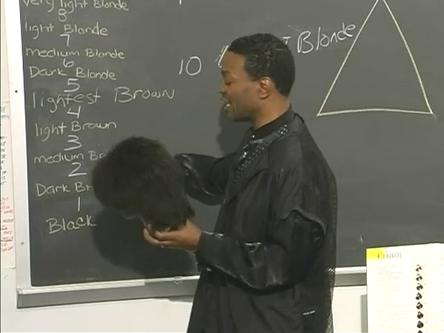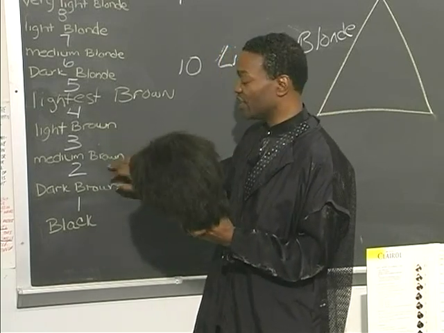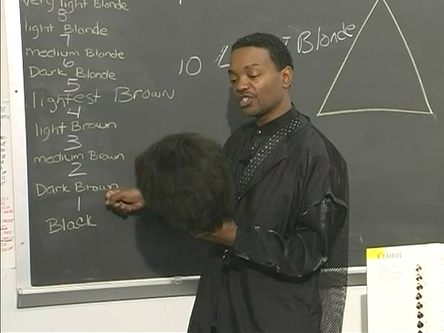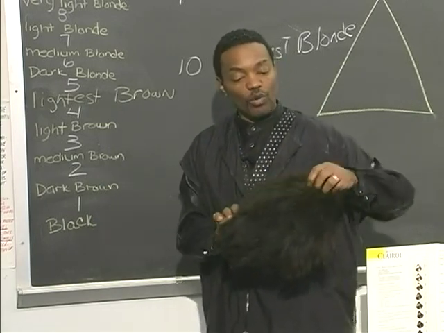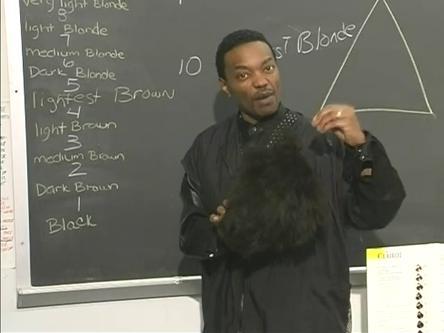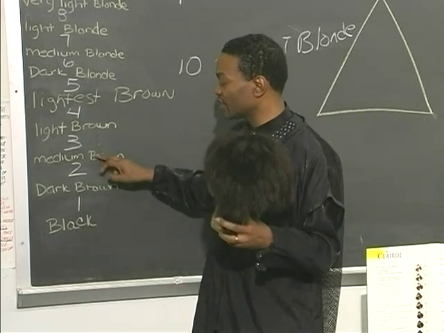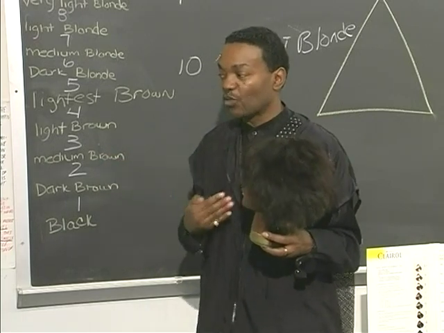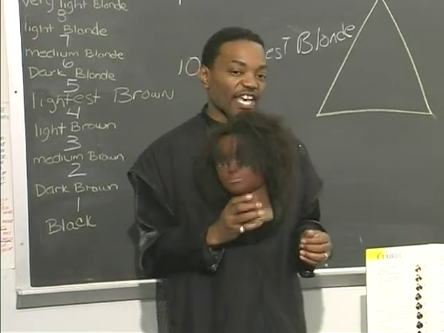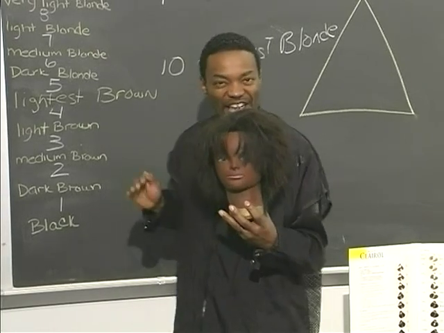So now, if she is a level 3, that means she is a medium brown. If she's a level 2, she's a dark brown. Well, she definitely is not black, as you can see. So we want to come in here and put her as a medium brown into this category, which is a level 3 color. Now you're understanding what we mean when we say everybody has to be grouped into a level.